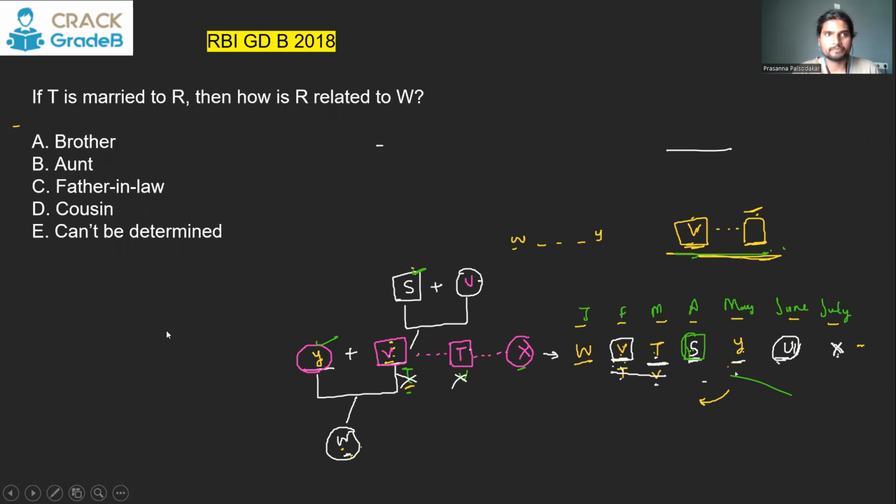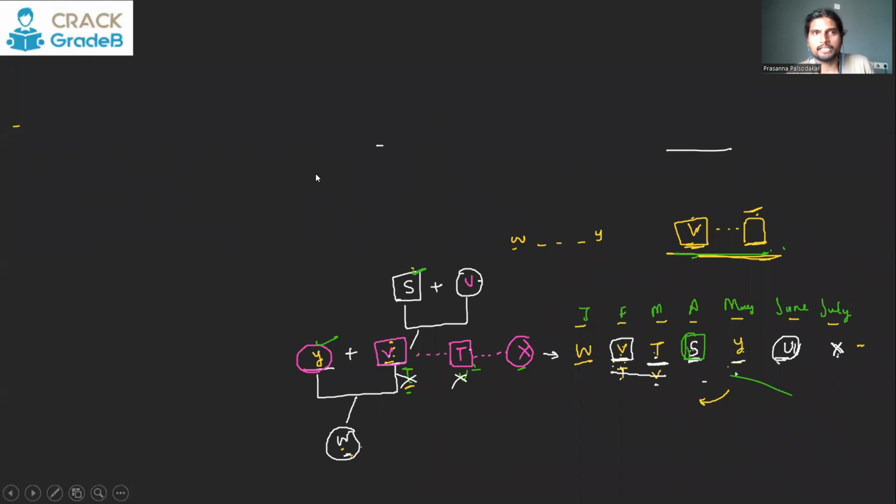Option number E. If T is married to R, that means if there is another person now, if T is also married to one person R, then R has to be a female. How is R related to W? So R is going to be W's aunt because she is W's uncle's wife. So it is going to be aunt for W. And the last question asked on this set would be, okay, that was the last question.